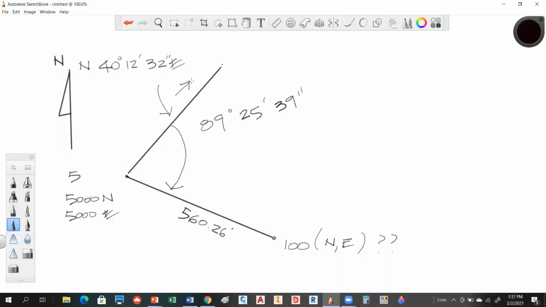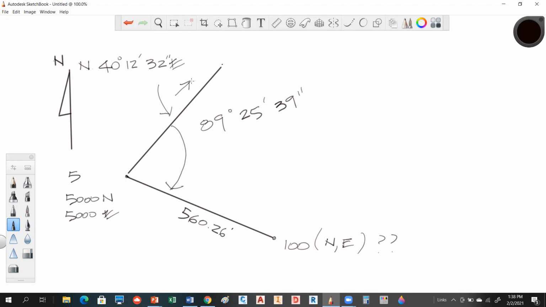Oh, you calculate the bearing of the line that's 560. Okay. How do you do it? You add the two angles that we have, and then you subtract 180 from that. Well, let me ask you something.